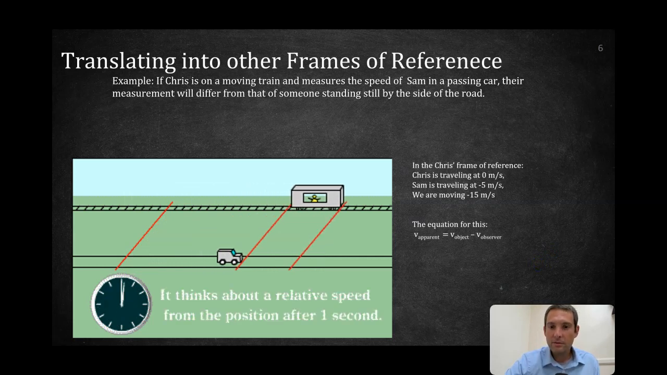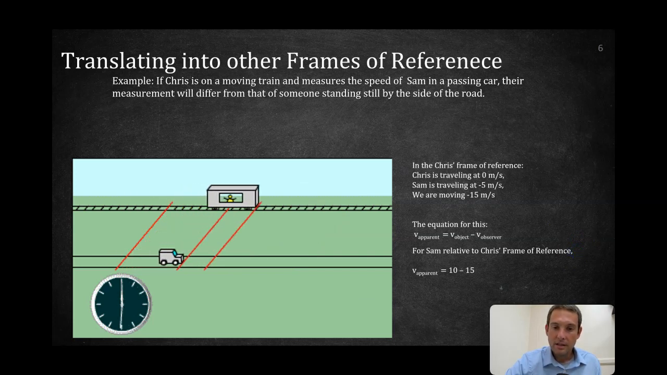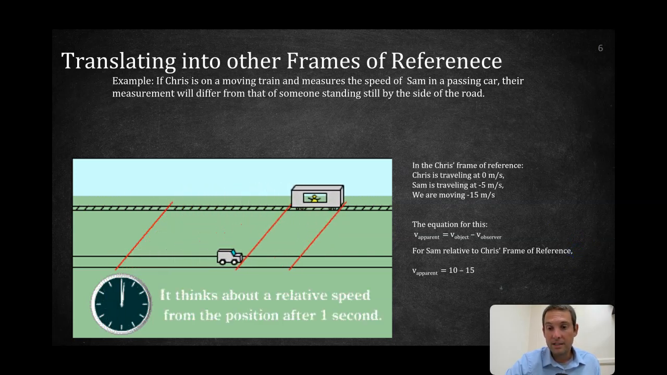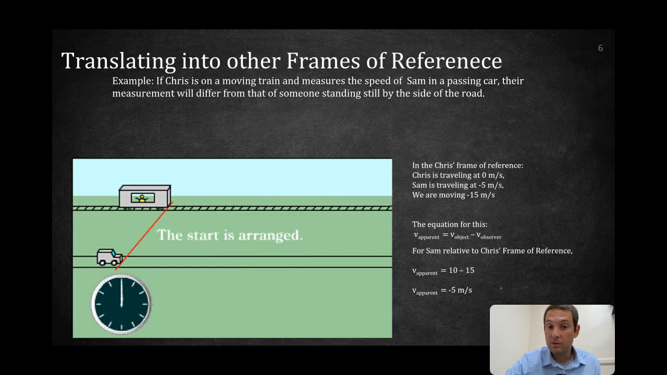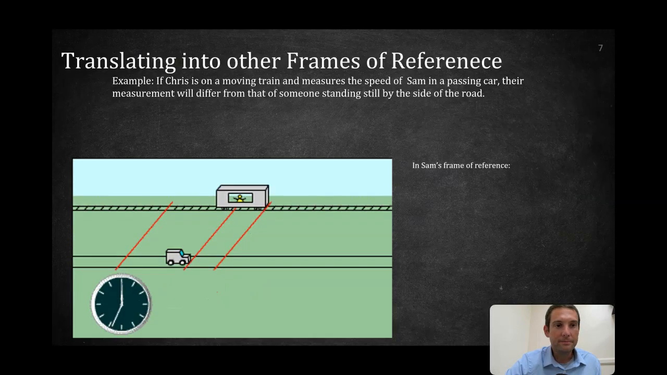An equation for this would be your relative velocity, or here it has your apparent velocity, equals the velocity of the object that you're trying to figure out, minus the velocity of the observer's frame of reference. For Sam, relative to Chris's frame of reference, his relative velocity is going to be 10 minus 15, which is -5 meters per second. So Sam being the object we're looking at, and Chris's frame of reference being the velocity that we're using for the frame of reference, we get the relative velocity of -5 meters per second.